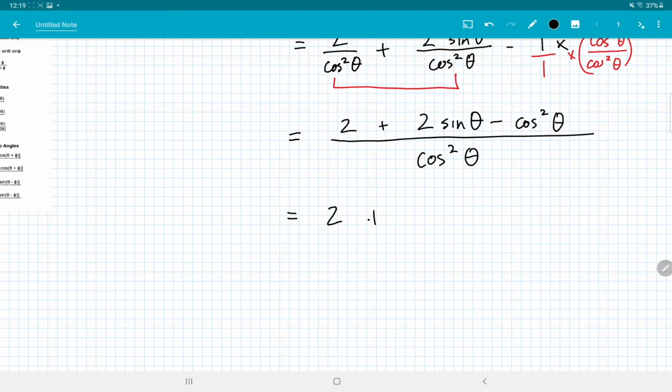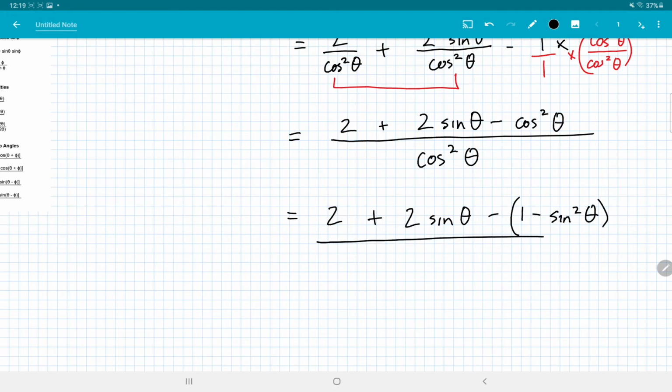2 plus 2 sine theta minus, this is where we make the substitution, 1 minus sine squared theta. And that's all over, going to make the substitution again, 1 minus sine squared theta. Okay, fantastic.